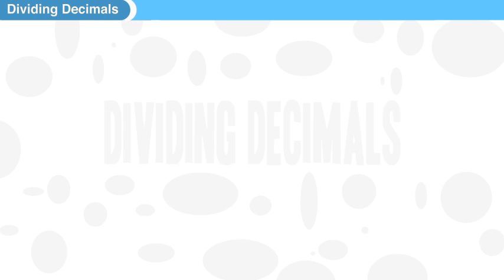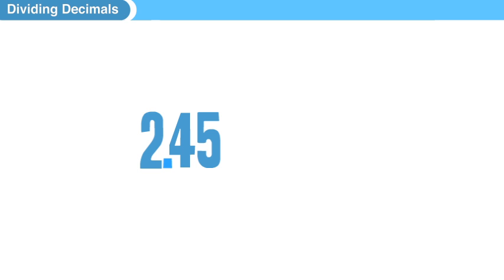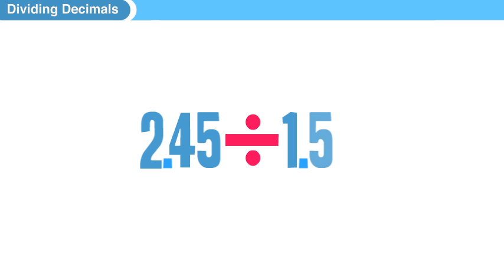Alright guys, now let's look at dividing decimals. Sounds scary, but it's really not. Okay, so we have 2.45 divided by 1.5.